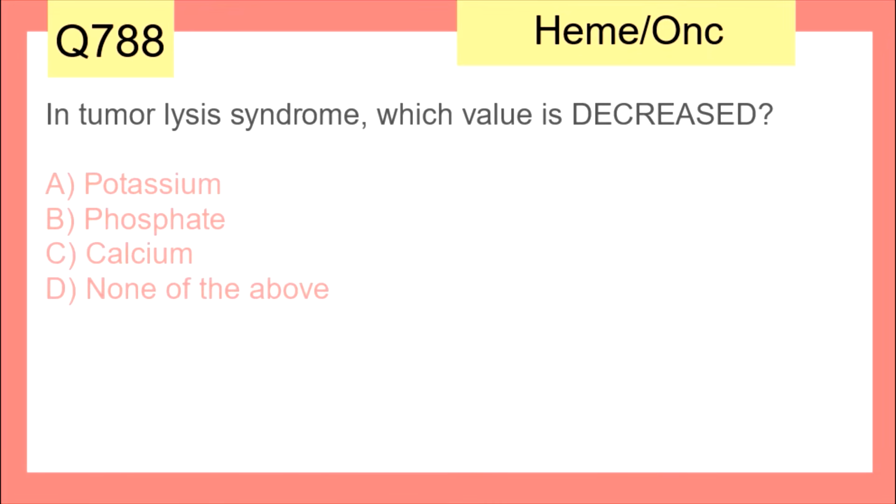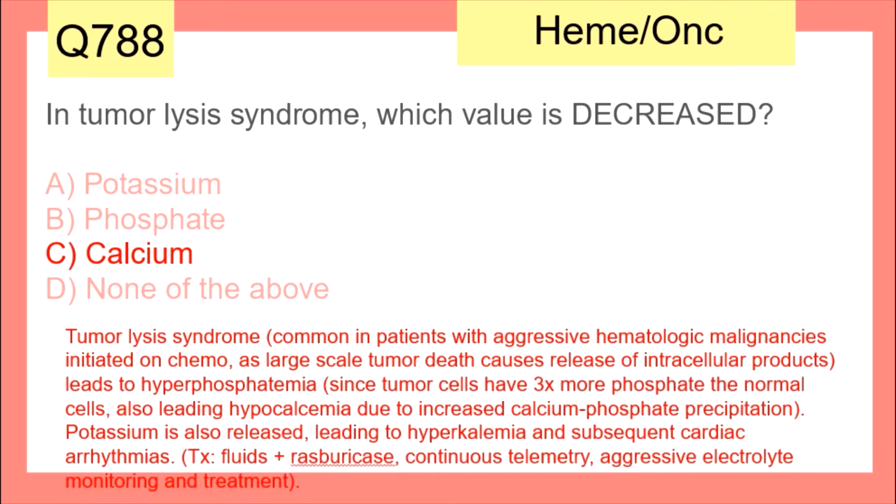788, tumor lysis syndrome, which value is decreased? Calcium is decreased in tumor lysis syndrome. Potassium and phosphate will be elevated. You could take a look at tumor lysis syndrome over here. Treatment includes fluids and rasburicase to prevent the uric acid buildup, continuous telemetry, and aggressive electrolyte monitoring and treatment.